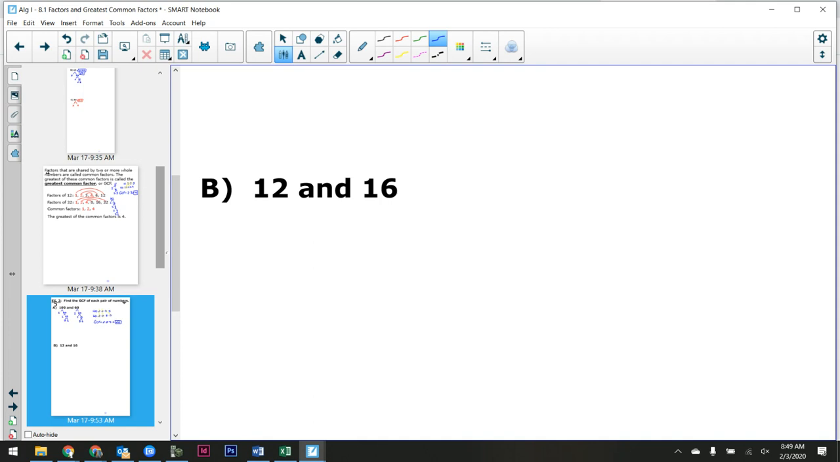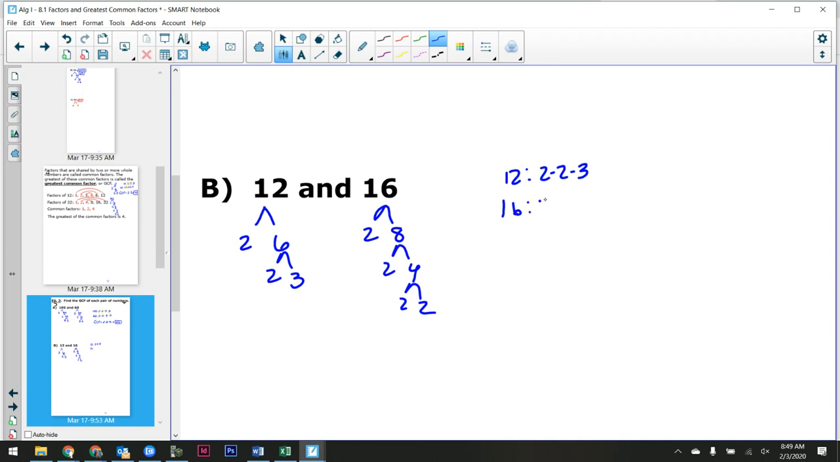Okay, so 12 and 16, those prime factorizations are pretty easy. 2 and 6, 2 and 3, 2 and 8, 2 and 4, 2 and 2. So 12 is 2 times 2 times 3. 16 is 2 times 2 times 2 times 2. So my common factors are 2 sets of 2s. So my GCF is two 2s, which is 4. So yes, indeed, the GCF was 4. Questions about that? Does that make sense? That's how I like to do GCF.